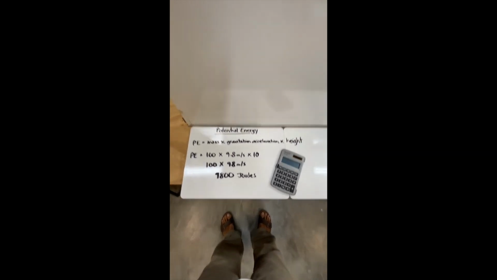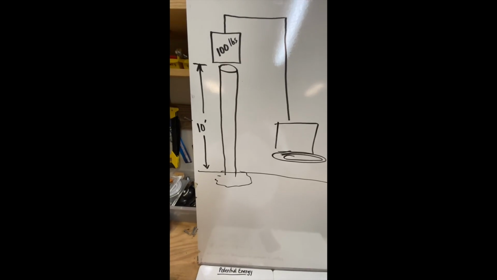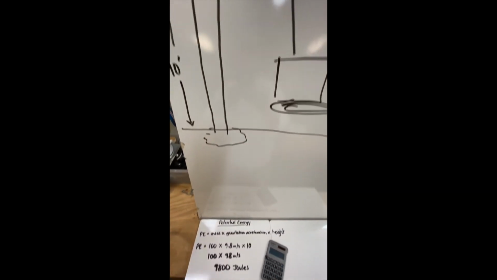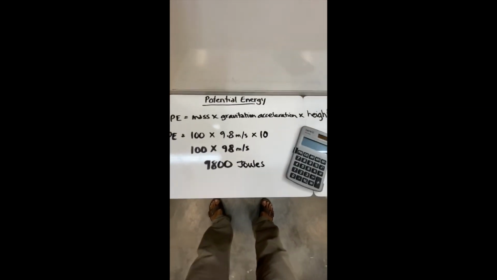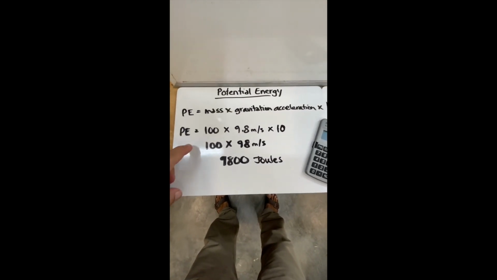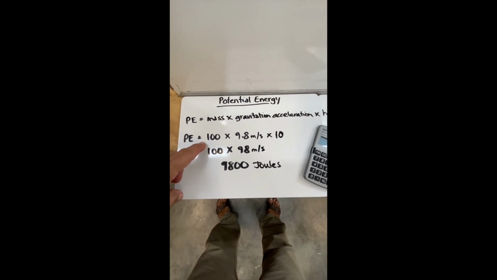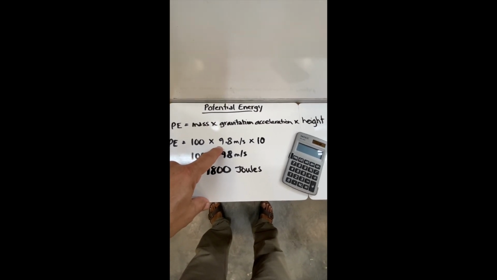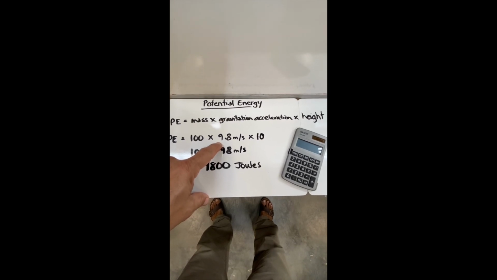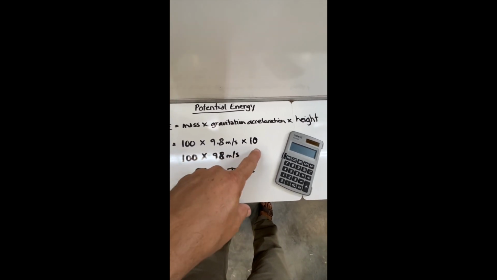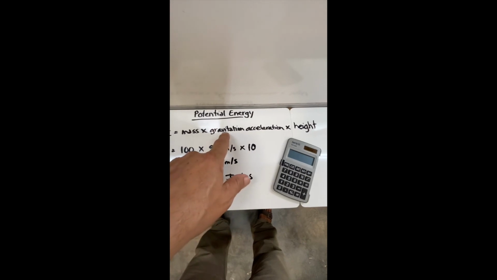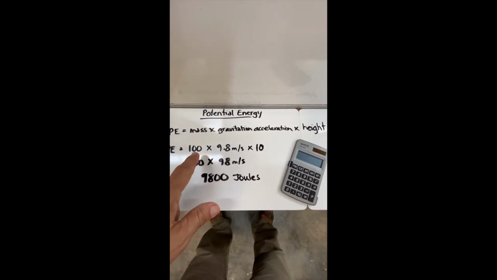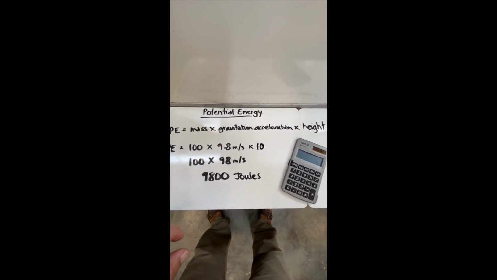So if we start plugging in our numbers from our situation here, we put in 100 pounds times our gravitational acceleration constant. That's 9.8 meters per second, and that's not something you can figure out. That just is what it is. That just comes from physics. And then times 10, which is our height. So I'm using the same equation up here, just plugging numbers in now instead of words. And then we'll do the math.